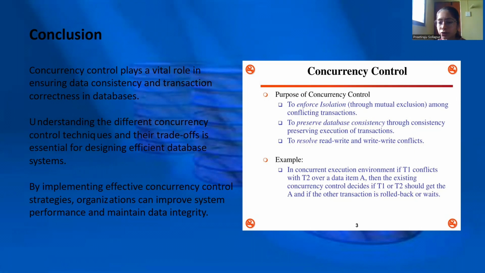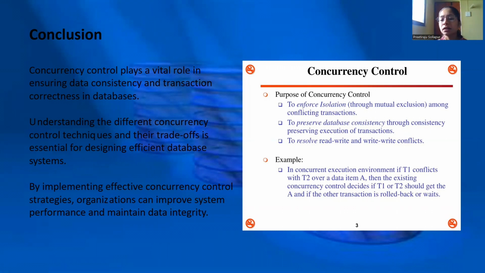Purpose of concurrency control: to enforce isolation through mutual exclusion among conflicting transactions, to preserve database consistency through consistency-preserving execution of transactions, and to resolve read-write and write-write conflicts.